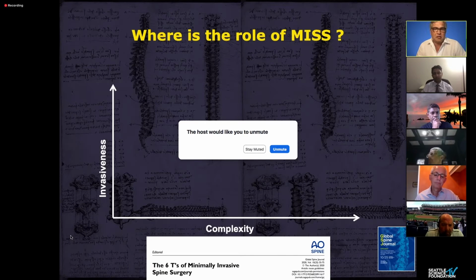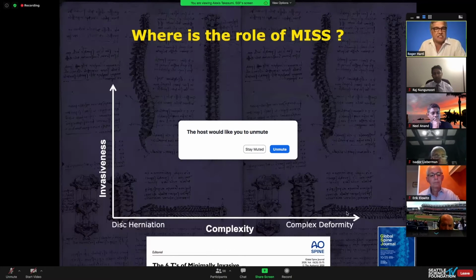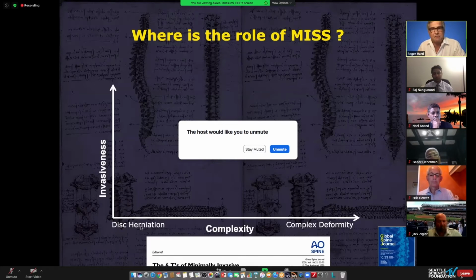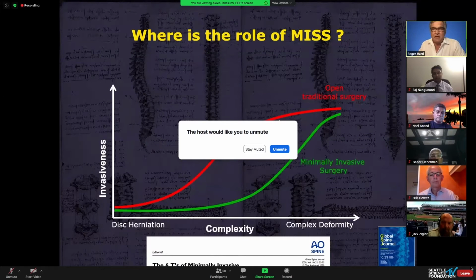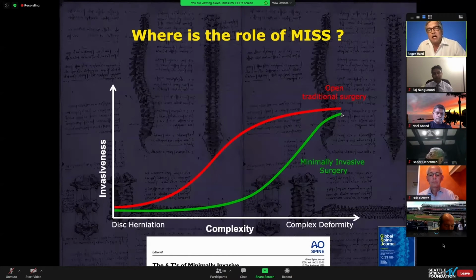Well, if you plot the complexity of spinal surgery here on the x-axis against the invasiveness, and you start with relatively simple spinal surgery or pathologies such as a lumbar disc herniation, and you go towards more complex pathologies such as complex deformity, with open traditional surgery, the invasiveness goes up very quickly. Now with MIS, the whole idea is to dampen that curve. And that means, though, at the same time, that even though we achieve a significant benefit in the mid-portion of spinal pathologies, when it comes to really extreme deformities, I think we're still lagging behind with MIS.